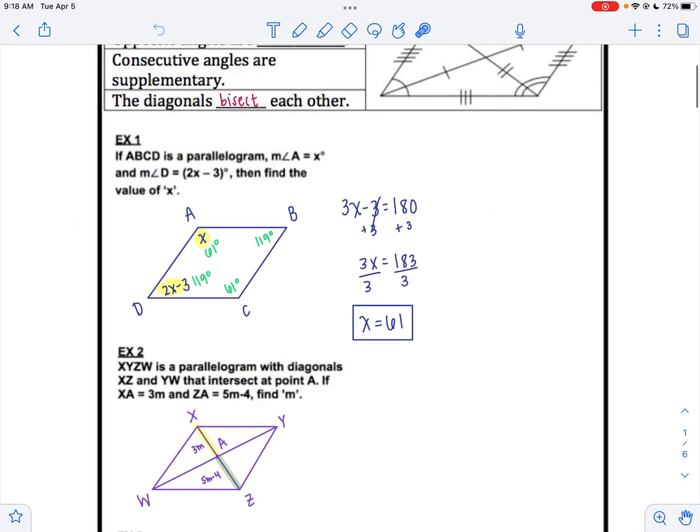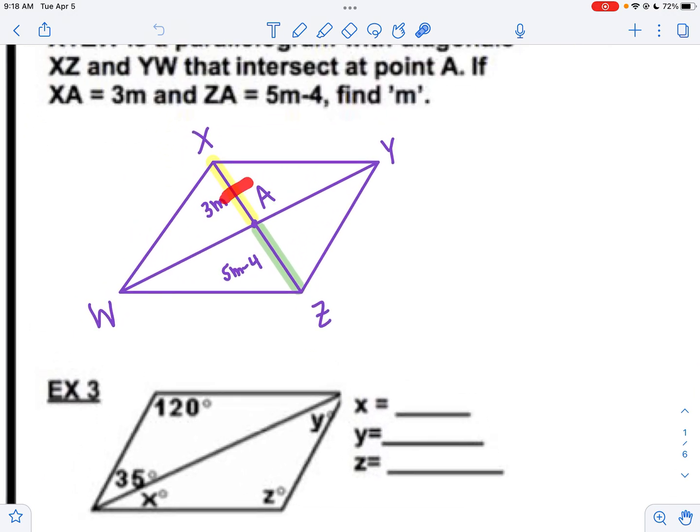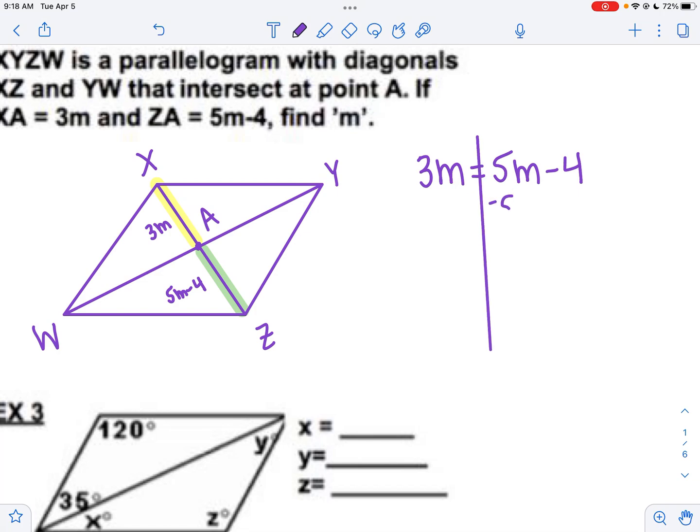So if I know that the diagonals bisect each other, that means same number of ticks. It means that this piece is the same as that piece. These pieces are congruent, so this would be part equals part. So 3m would equal 5m minus 4. And I'm going to put the letter on the left, so I'm going to subtract the 5m, trying to get the letter by itself.